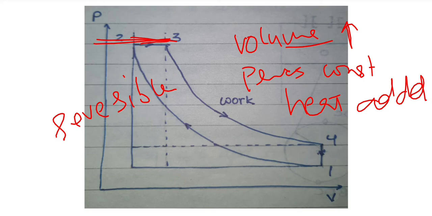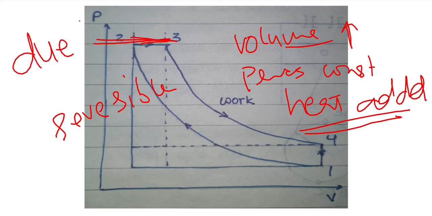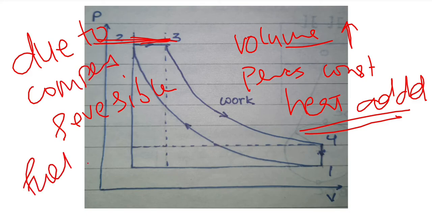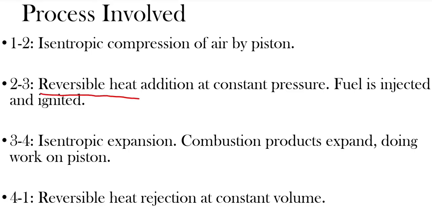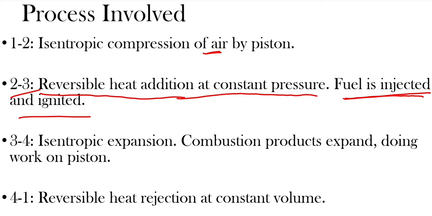But how is heat added? Why is it the addition of heat? Because due to compression, the fuel is ignited. In the 2 to 3 process, the fuel is ignited. That is why we say that heat is added in the process. See here, reversible heat addition at a constant pressure. Fuel is injected, because the compression takes place of air only, and in 2 to 3 the fuel is injected and also ignited due to the compression of air.